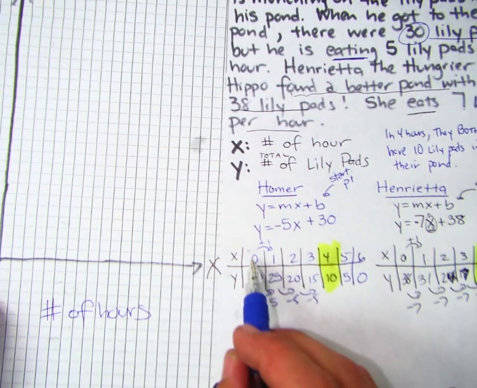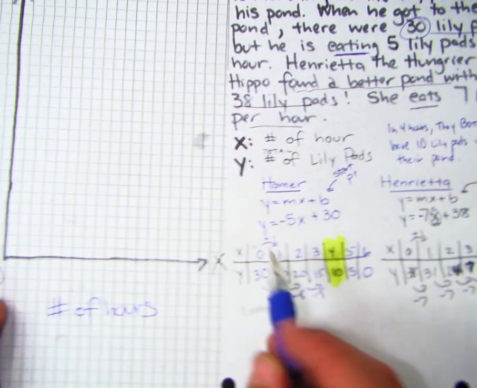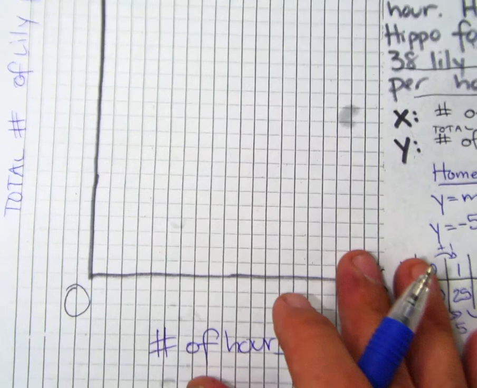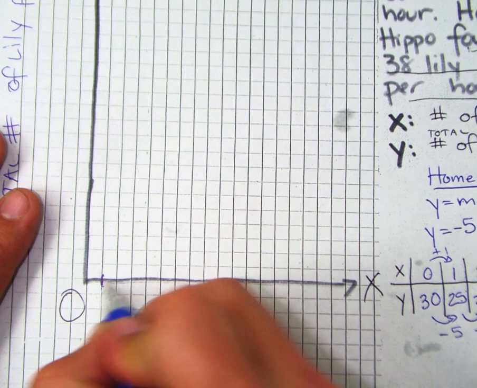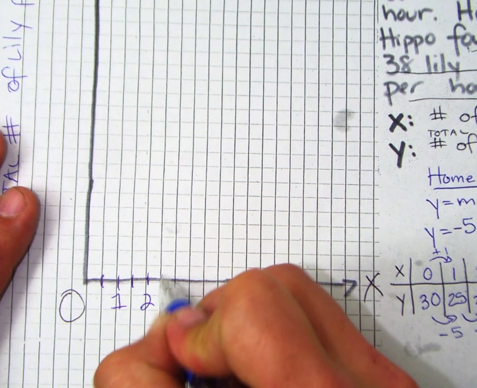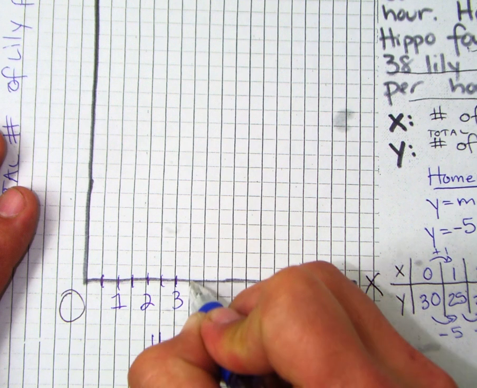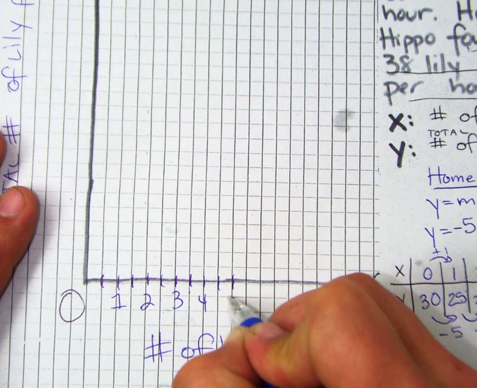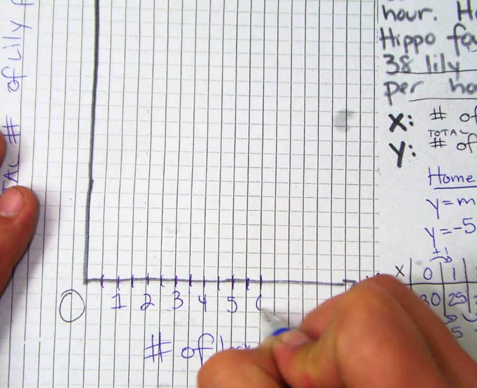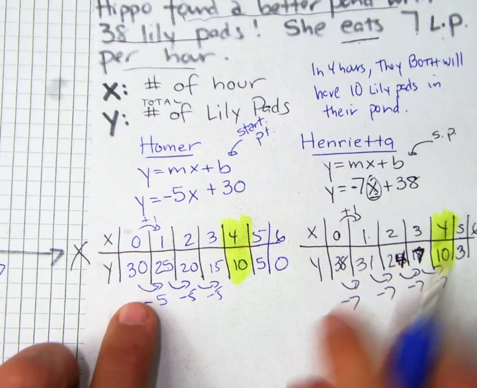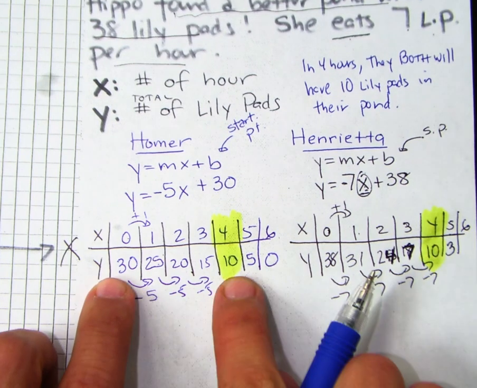So let's spread it out. We know that we're going to have 0, 1, 2, 3, 4, 5, 6 on the x-axis. So I'm going to skip a line. Ready? So skip a line. 1. Skip a line. 2. Skip a line. 3. Skip a line. 4. Skip a line. 5. Skip a line. 6. Skip a line. 7. Got it?